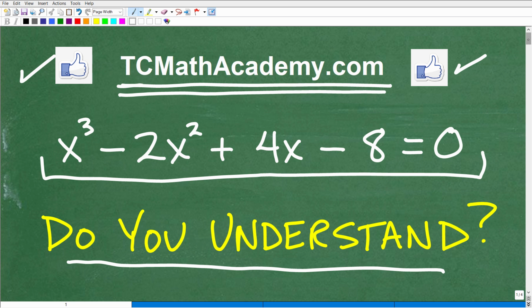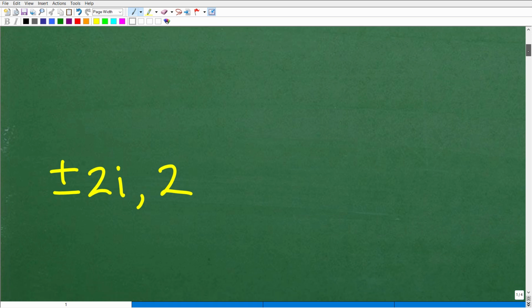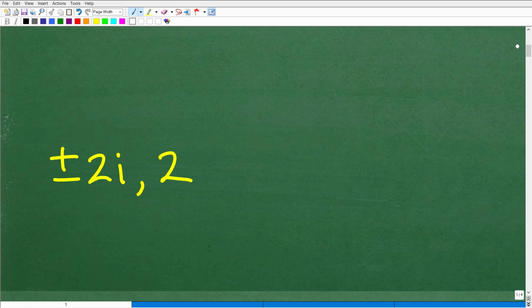Okay, so let's go and take a look at the answers right now. So here are the solutions to this equation. So we have plus or minus 2i and 2. So here we have a complex imaginary number as two solutions, and then of course we have 2 is a real number.